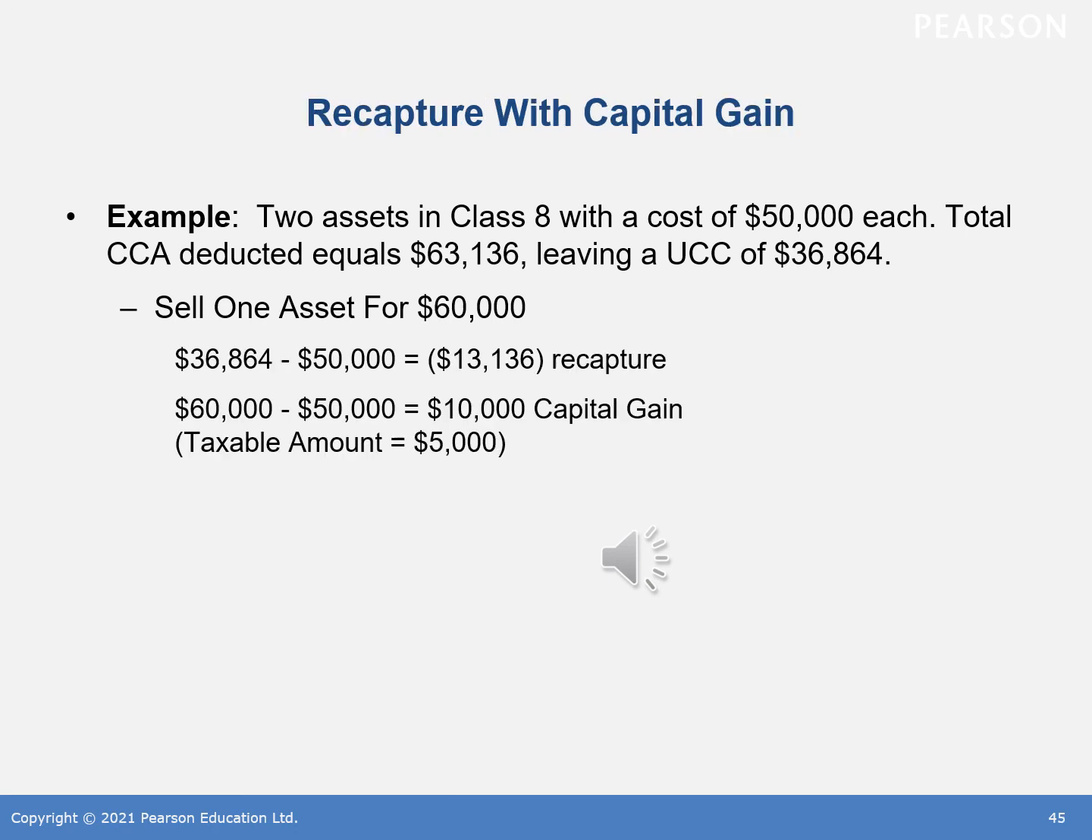Another example is where we have a recapture with a capital gain, where two assets in the class both cost 50, so it's the same starting example, UCC of 36,864. We sold one asset for 60,000, which is greater than the capital cost. So for the UCC calculation, we'll have a 36,864 UCC, take away the capital cost of 50,000 is a 13,136 recapture. And then the capital gain is calculated as the $60,000 sales price less the capital cost of $50,000, which is a $10,000 capital gain. 50% of capital gains are taxable, so there'll be a taxable amount of $5,000 for that organization.